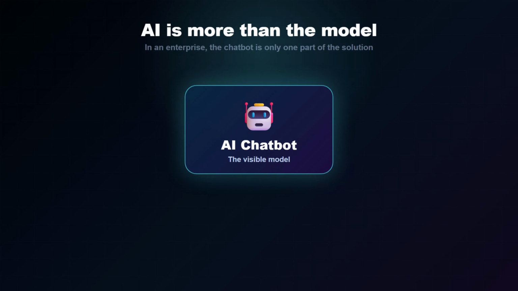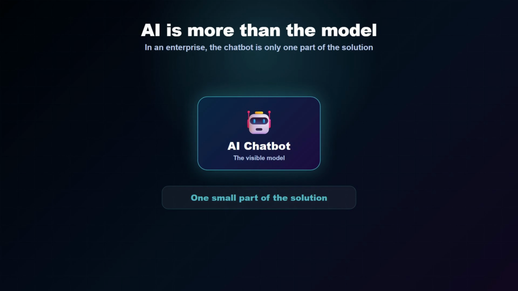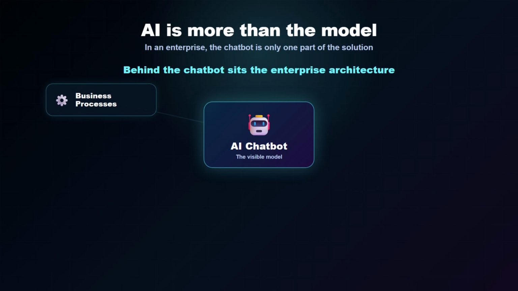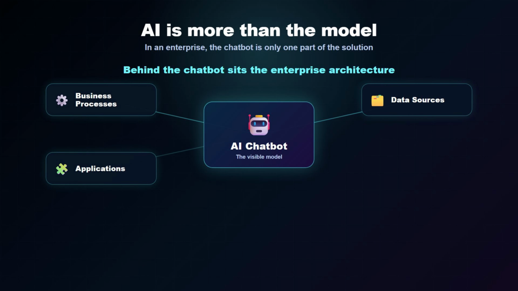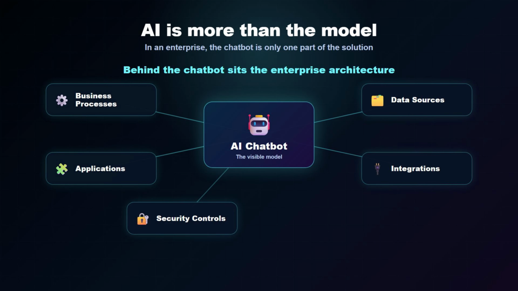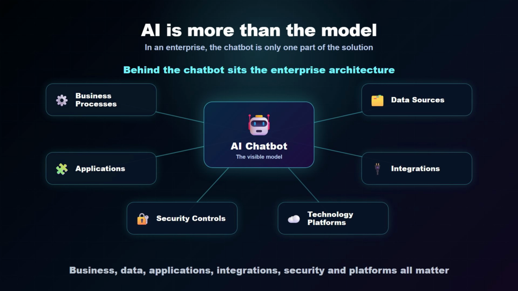Most people look at an AI chatbot and only think about the model. But in an enterprise, the model is only one small part of the solution. Behind that chatbot, there are business processes, data sources, applications, integrations, security controls, and technology platforms. That is where TOGAF's architecture domains are useful.